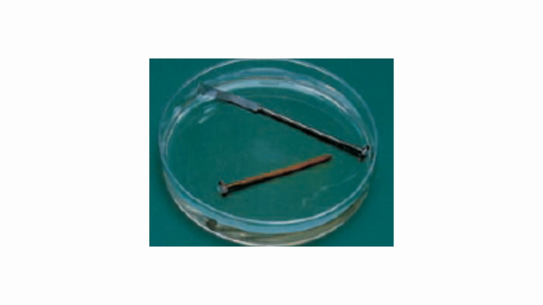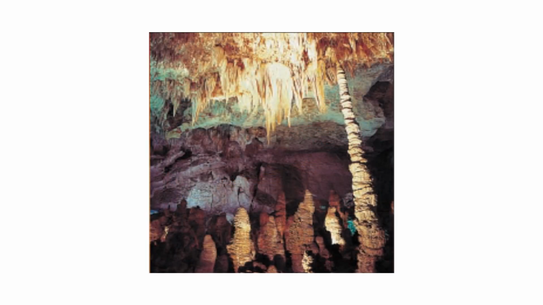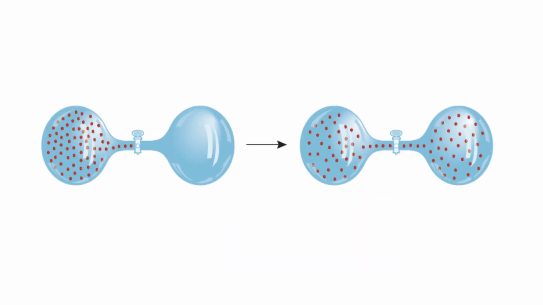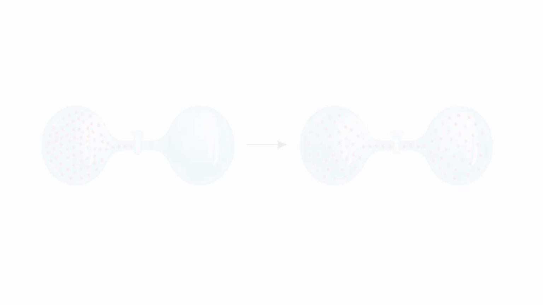Iron forming rust over time with oxygen and water. The formation of stalactites and stalagmites because of the chemical reactions that occur in caves. We also have here the expansion of gas particles from one bulb to another. This is also a natural process.